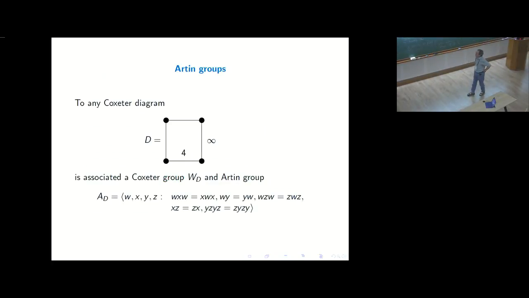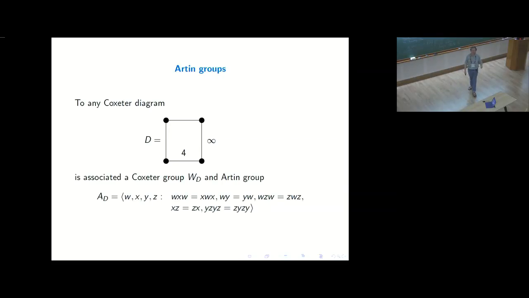Artin groups, so these are altogether more complicated. A Coxeter diagram gives rise to a Coxeter group, which I'll call W_D. And as Gerhard has told us, its presentation starts off with the orders of the generators: x1 squared, x2 squared, x3 squared, all trivial. If you take your Coxeter presentation and just ignore all of those relations, xi squared equal to 1, you'll end up with a different group. The group you end up with is called an Artin group. So for example, this diagram here ends up with this presentation.